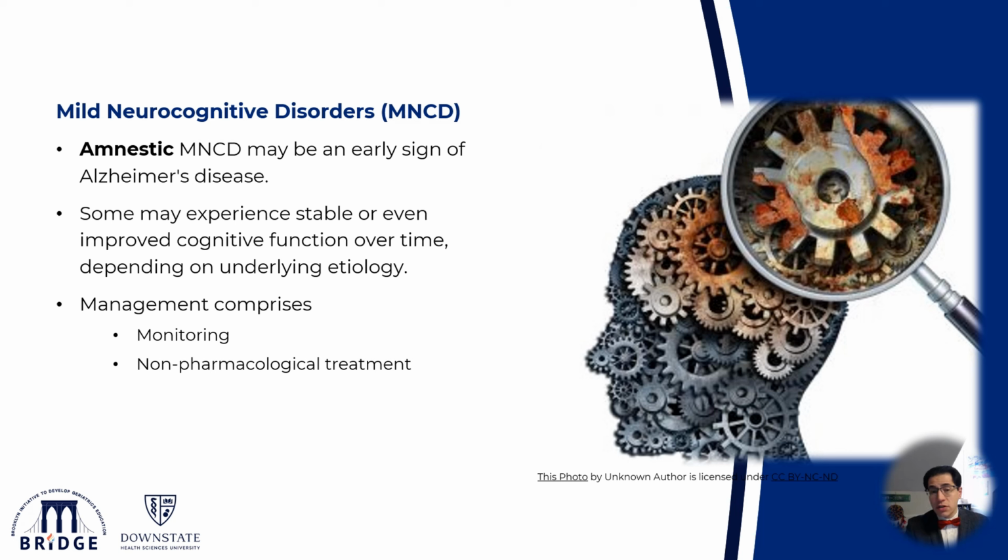If it was reversible or vascular, things may stay stable. Management usually includes just monitoring them and non-pharmacological treatment. However, that may change in the future as we discover more therapeutics targeting disease modifying. We may think about intervening at this stage before it converts into Alzheimer's.